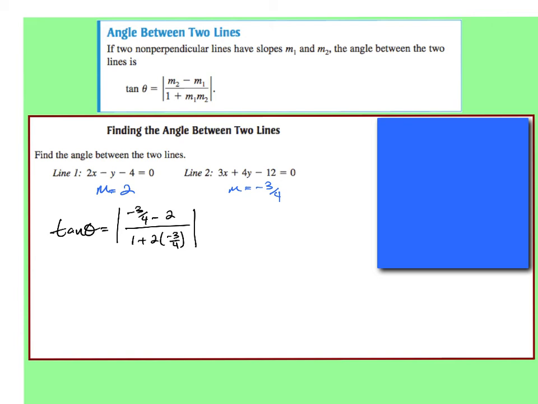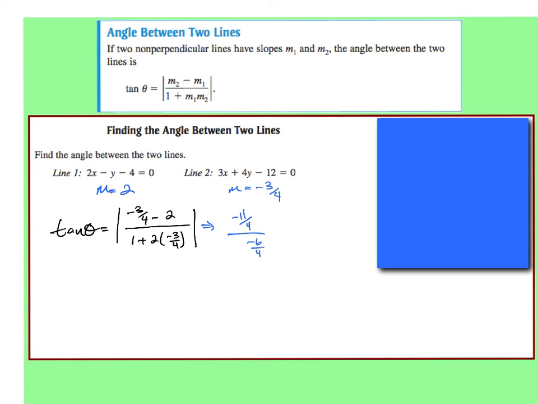So now, how do I want to think of this negative 2? Negative 8 over 4. So a negative 8 over 4 with a negative 3 over 4 ends up being what? Negative 11/4. And then 2 times negative 3/4 is what? Negative 6/4. So now we have negative 6/4.